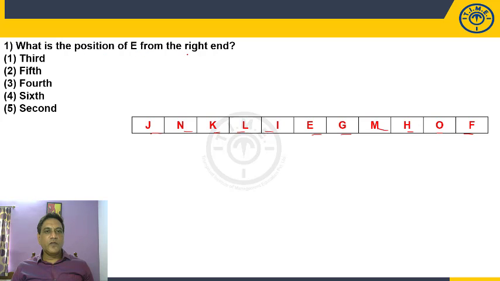What is the position of E from the right hand? Now, because they are all facing north, this is the left hand and this is the right hand. Now the question is, what is the position of E from the right hand? From the right hand, 1, 2, 3, 4, 5. Sixth from the right hand. Choice 4. Correct?